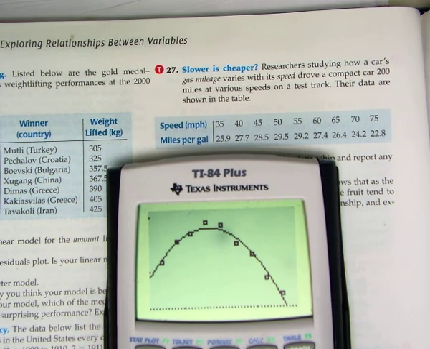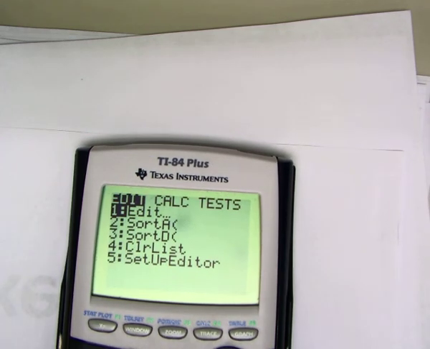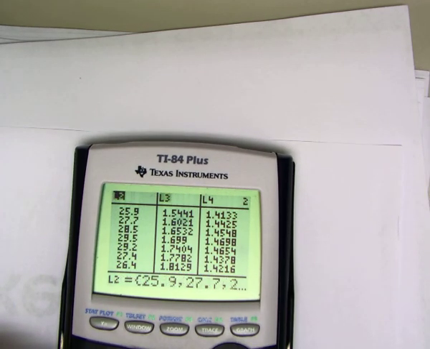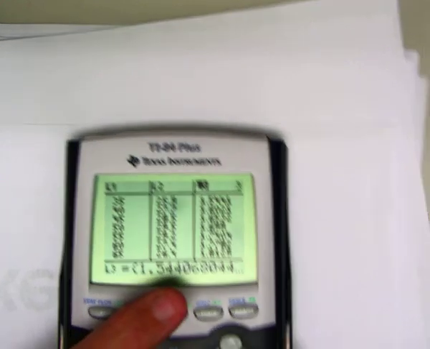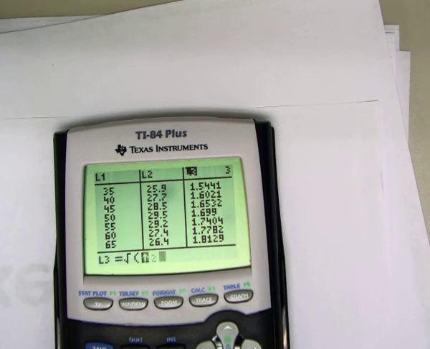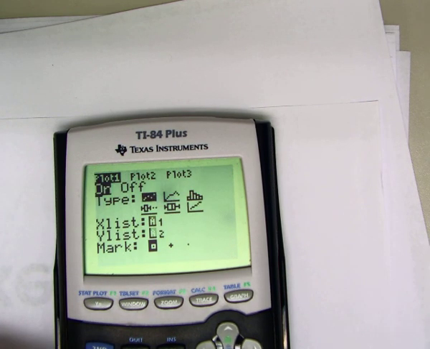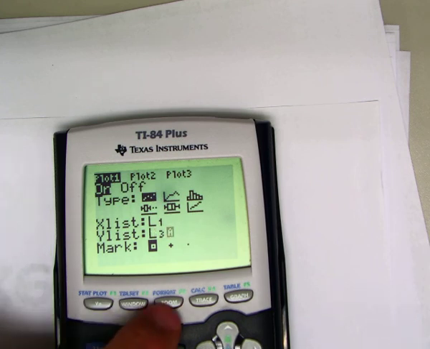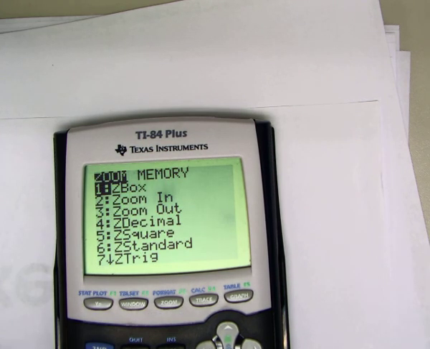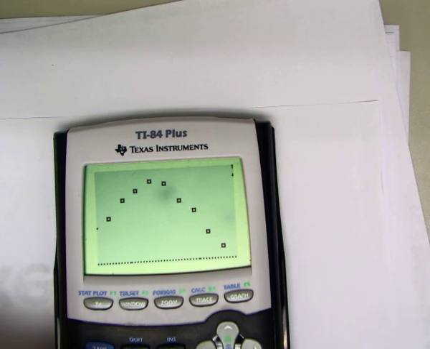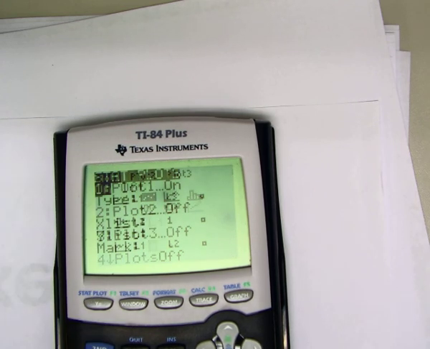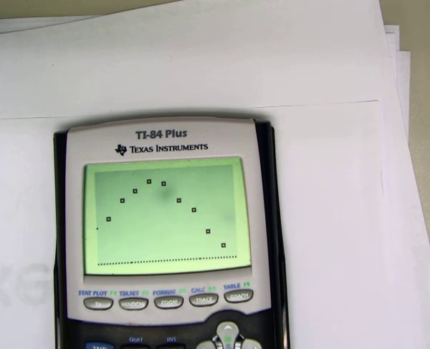Alright, so why didn't that work? Why can't we just do the square root of it, right? That's what some of you may be asking. I mean, if we just go into this and we say, okay, let's do the square root of L2, and then we say, okay, we're going to do L1 versus L3. Why doesn't this work for us? Okay, it didn't straighten it at all, right? We did L1 versus L3 and it still came out curved. It didn't straighten it.